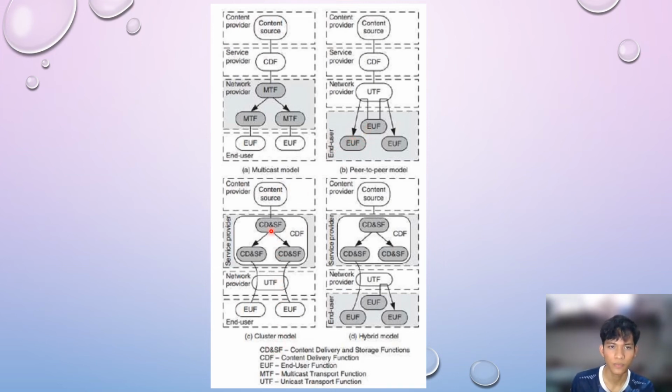Next is the cluster model. The cluster model uses content provider, service provider, network provider, and end user. In the content provider, the cluster model uses content source to CDA and SF for the service provider, and for the network provider it uses UTF, and for the end user it is the same as the multicast and P2P models. Lastly, the hybrid model has the same sections as the three of them, and for the content provider, content source to CD and SF. For the service provider, and for the network provider, UTF. For the end user is EUF.